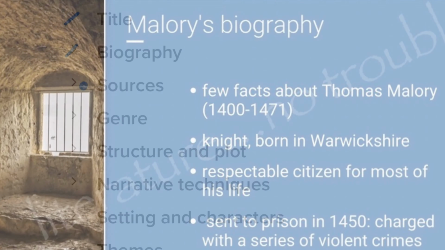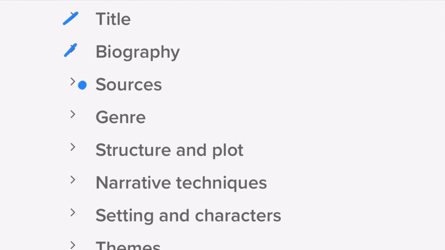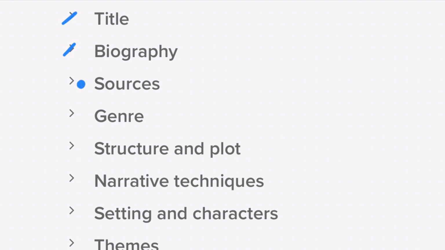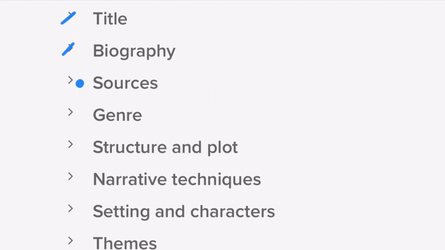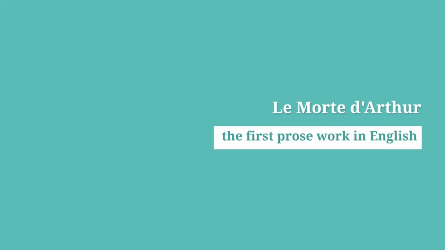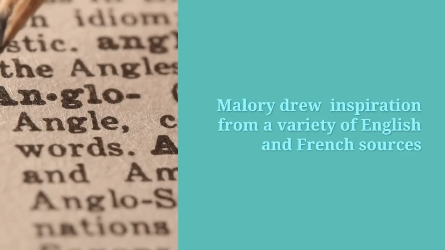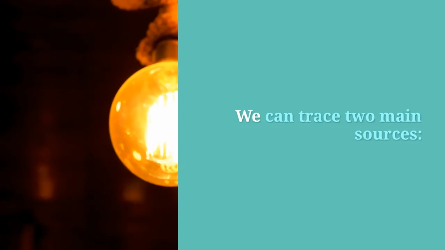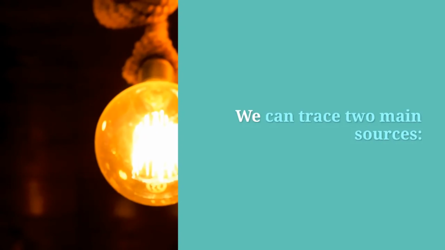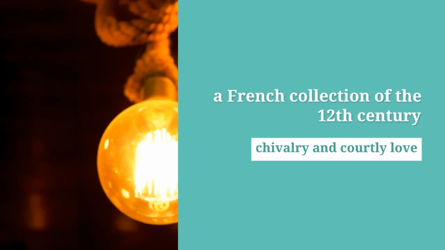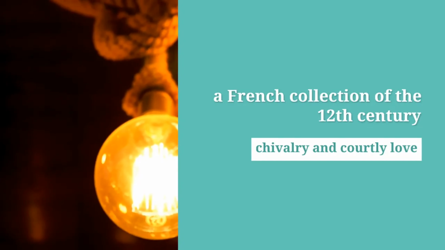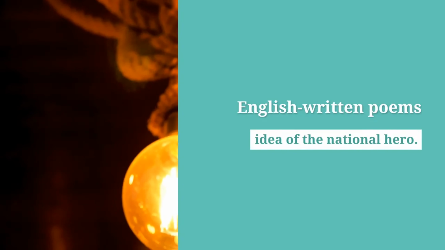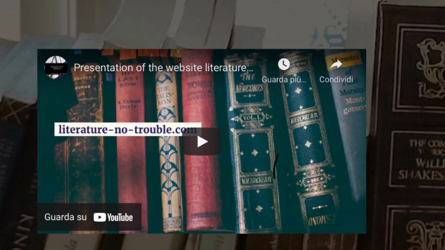Let's now discuss the sources. Malory draws mainly from 2 sources: a 12th century French collection of romances and 2 English written poems. If we have to summarize in a few words, we can say that Malory borrowed chivalry and courtly love motifs from French literature and the concept of the national hero from English poetry.